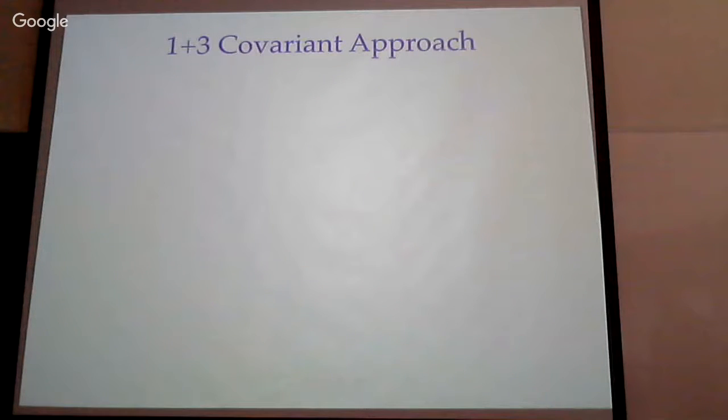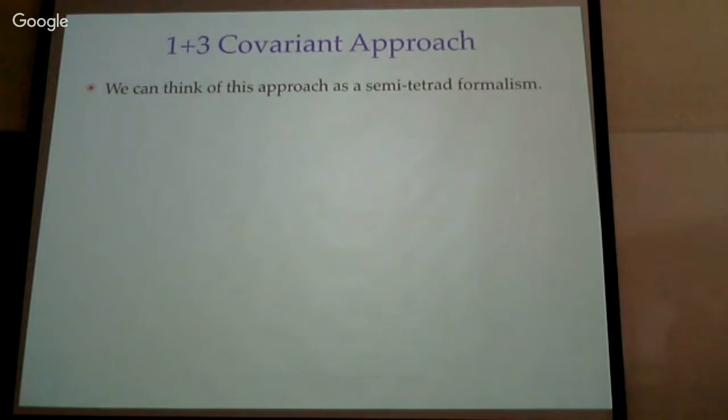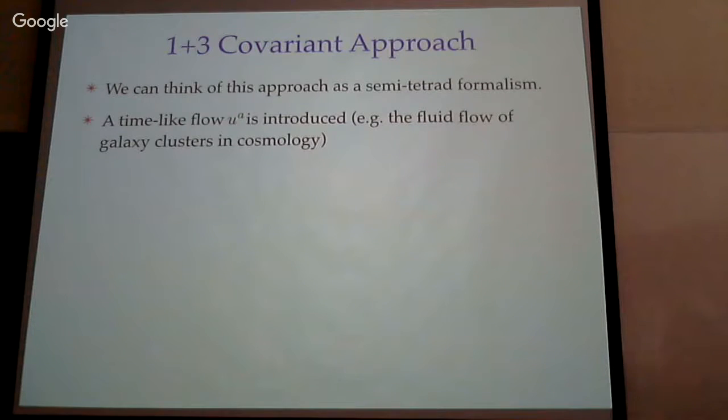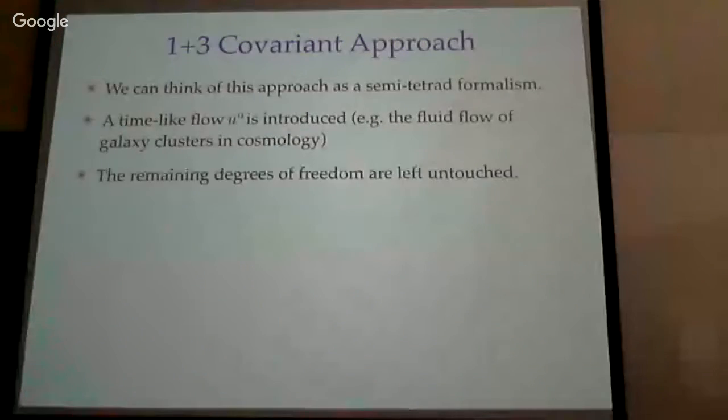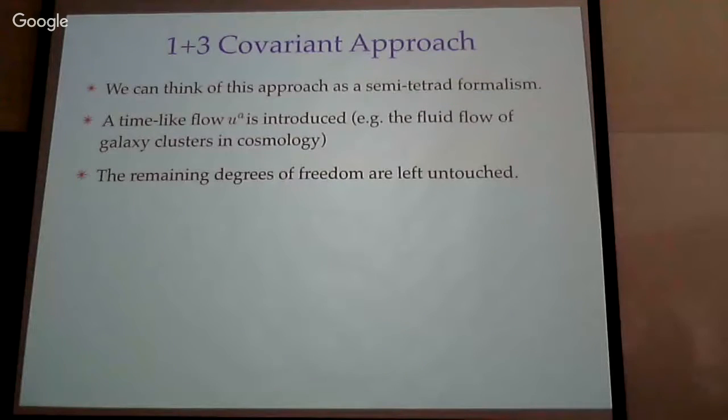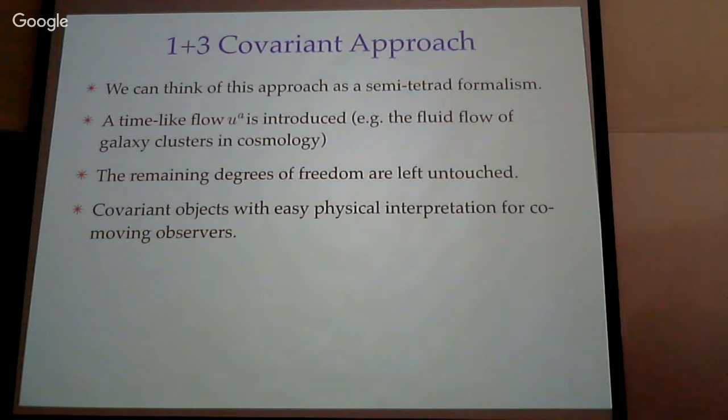with the 1+3 covariant approach. Some considerations. The 1+3 covariant approach is what can be thought of as a semi-tetradic formalism. In tetradic formalism, we choose 4 legs of the tetrad, and then we split everything according to these legs of the tetrad. Here, we just choose one leg, essentially a fluid flow, which in cosmology is associated with some physical flow, the flow of the galaxy clusters. And we leave the rest of the degrees of freedom basically untouched. They organize in surfaces, which are orthogonal to this fluid flow. On these surfaces, we can define some specific objects, geometrical and thermodynamical. So there is a physical interpretation, as you will see.